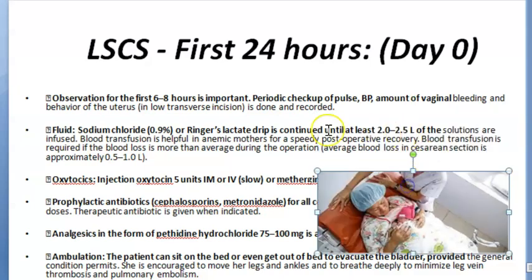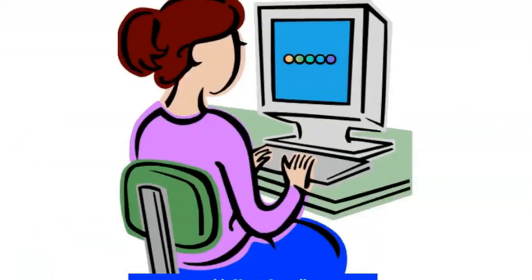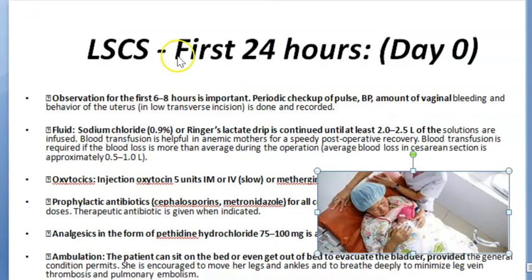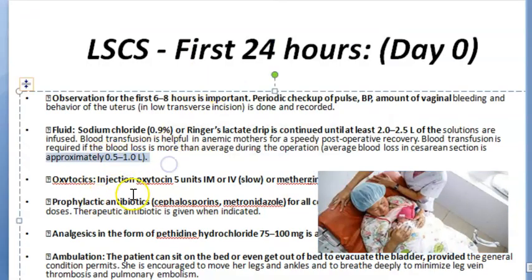The drip is continued for at least 2 to 2.5 liters of these solutions. And if they are anemic mothers, you'll have to give blood transfusion so that you can speed up the recovery. Also, if the blood loss during the surgery has been more, you'll have to give blood. In a cesarean section, how much blood can a woman lose? Around half a liter to 1 liter.